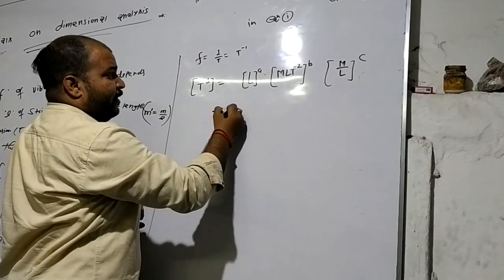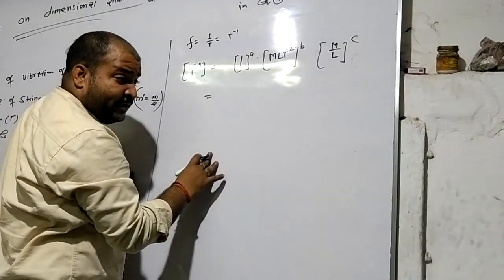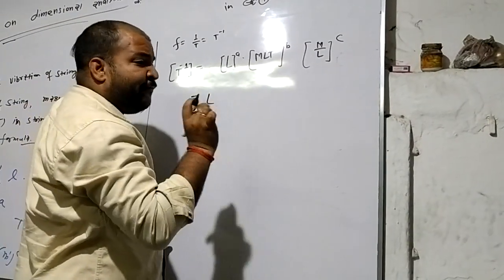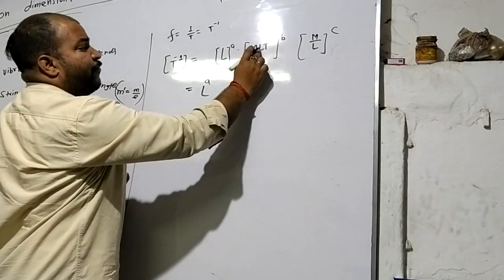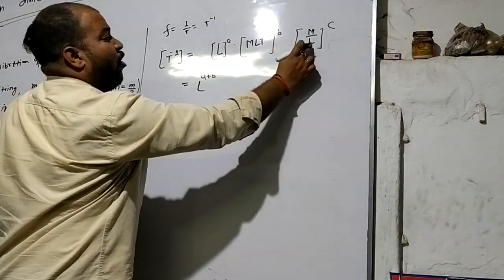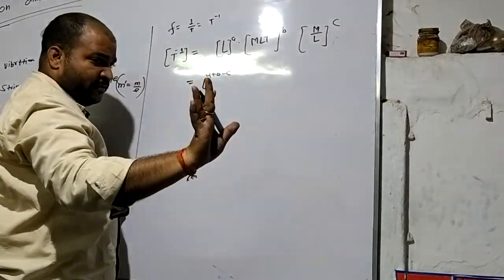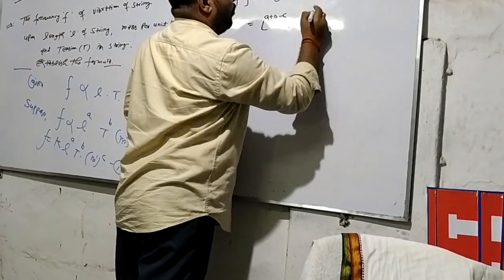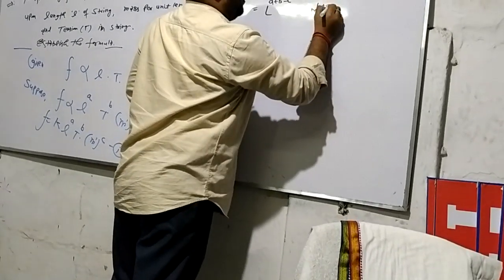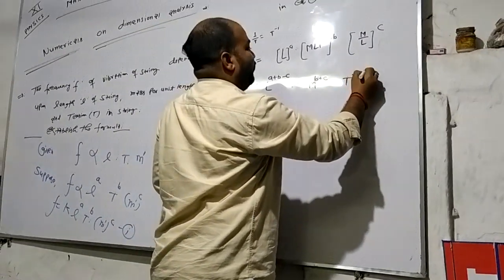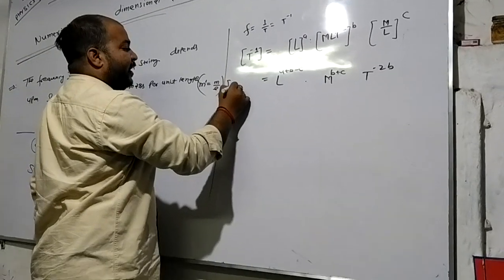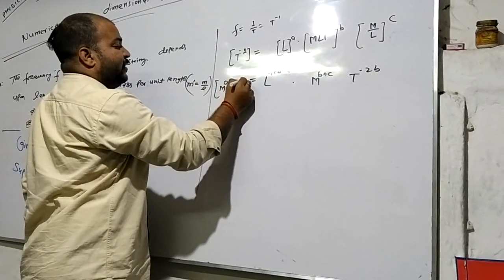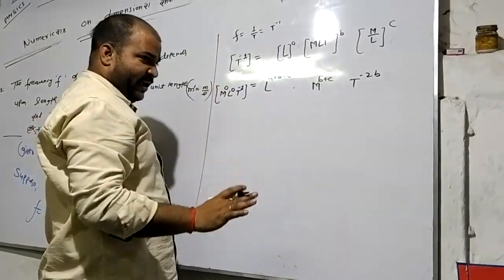L power a. Collect the powers of the same fundamental unit. Here L power a, from here L power b, and from here L power minus c. Okay, I am sure it is clear. Now collect the powers of M: only one term M power b, and from here c. Collect the powers of T: only one term T power minus 2b, and here the power of M is 0, the power of L is 0, only T stands here.